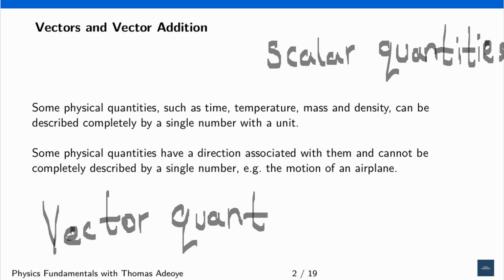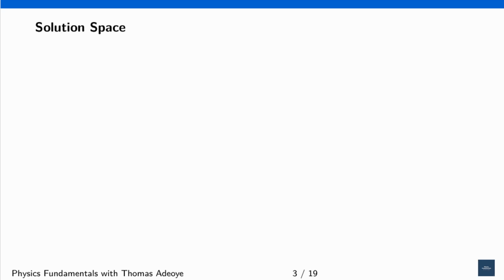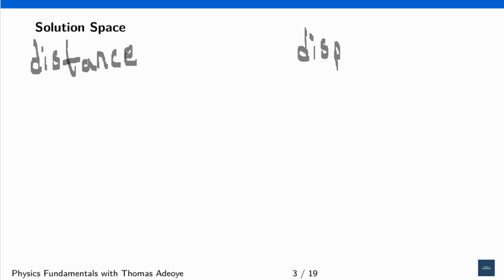Okay, we are getting there. I'll better explain the difference between them. This is a scalar quantity and this is a vector quantity. To better explain the difference, I'm going to use distance, which is a scalar quantity, and displacement, which is a vector quantity. I'll picture a scenario.